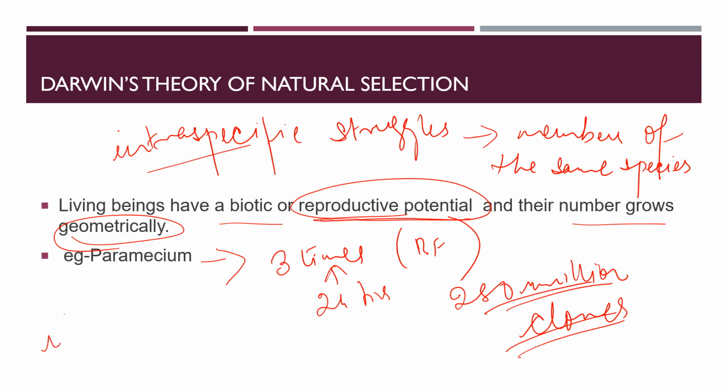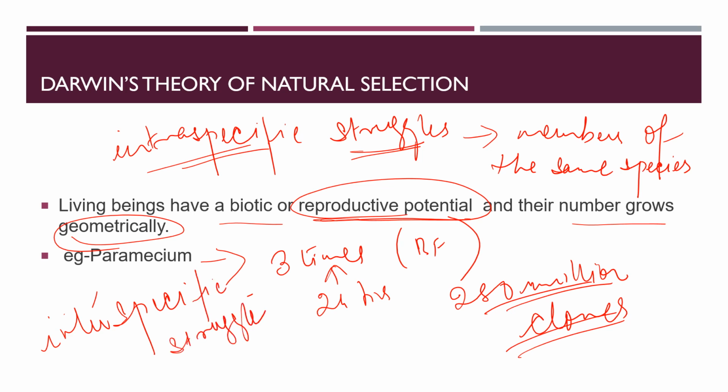So this is within the species. When they are struggling within the species, it is called intraspecific, and when they are struggling with other species, that is called interspecific struggle. They are competing for food and space, and they are struggling for mates. That is between the members of other species. So this is how, even after producing a large number of progenies, they have a certain balance.